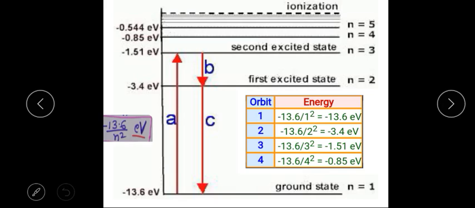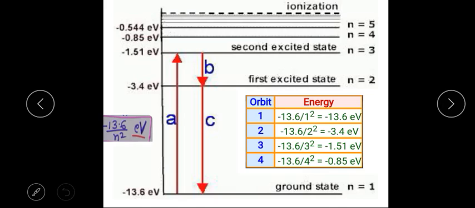So we have minus 13.6 electron volt as the energy of the hydrogen atom, with the electron in the first state. So we have to give an energy of plus 13.6 electron volt to remove the electron from the hydrogen atom, and then it becomes free. That is, plus 13.6 electron volt is the ionization energy of the hydrogen atom.